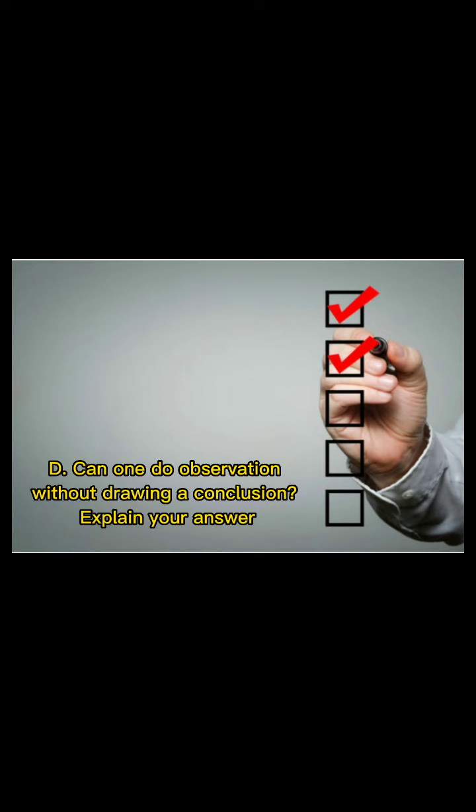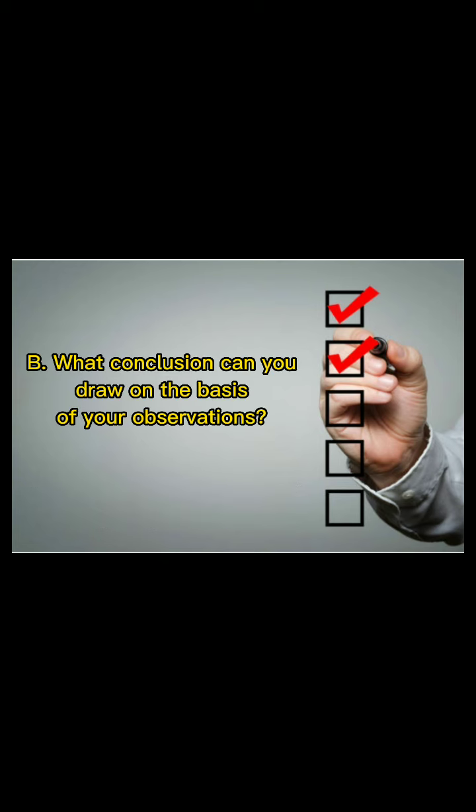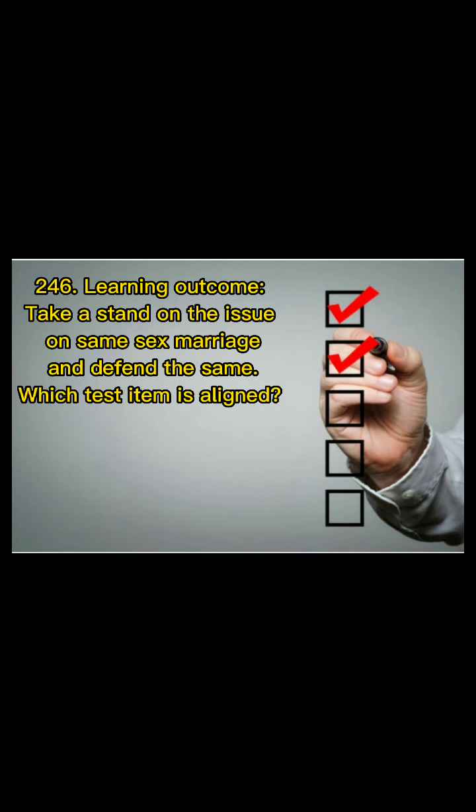Explain your answer. So the task item that would align to come up with this learning outcome is letter B. What conclusion can you draw on the basis of your observations? So as a teacher, you would make a test that makes your students observe for them to gather information to conclude an answer.